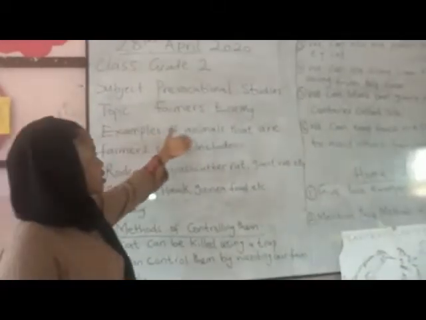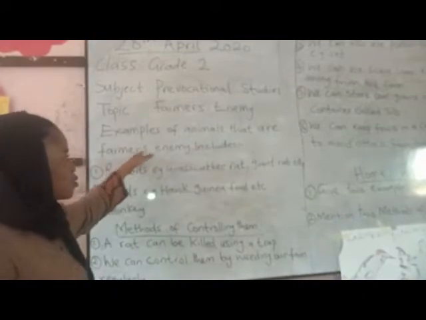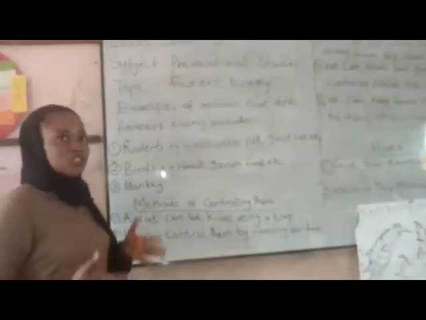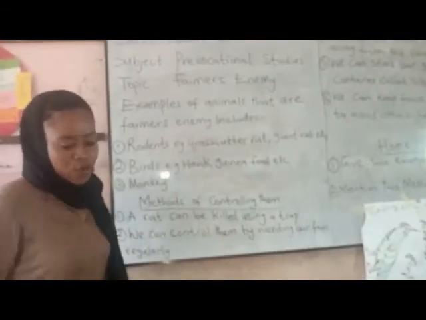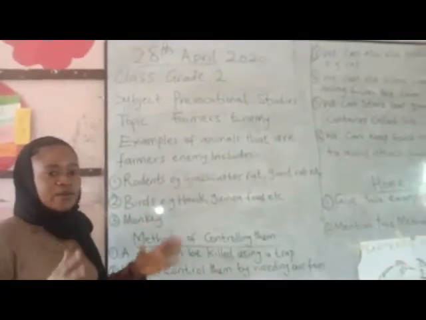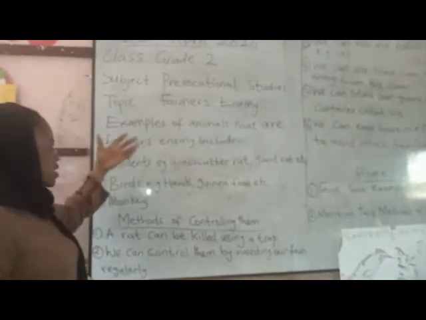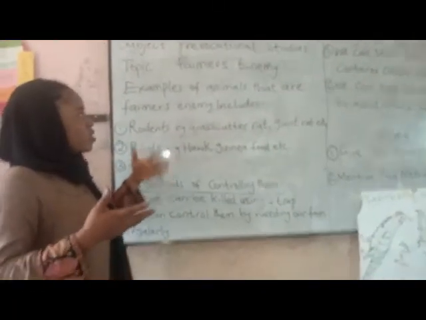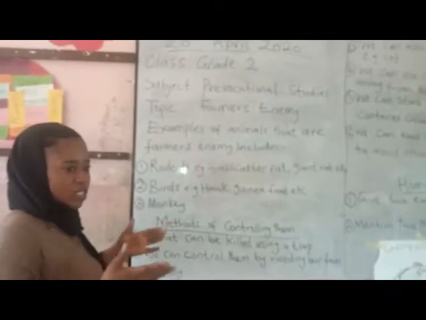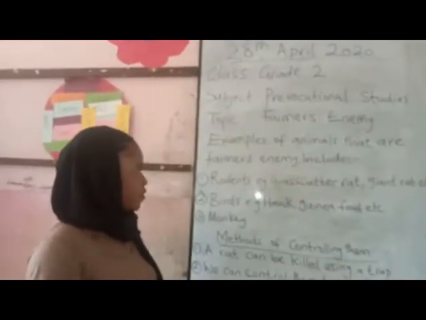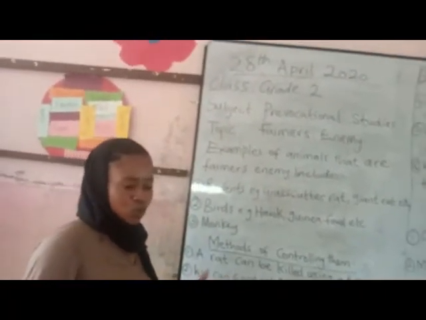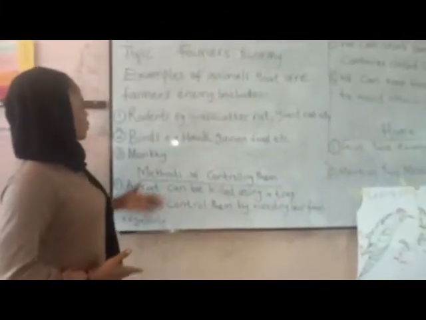Now, these are some examples of animals that are farmers' what? Enemies. When we say enemy, you know that your enemy is somebody that doesn't like you or like what you are doing for one reason or the other. Now, when we say farmer's enemy, it means that they are not helping farmers to achieve what they are doing on the farm. Rather, they cause destruction.